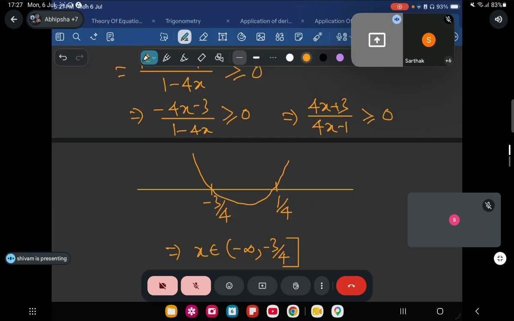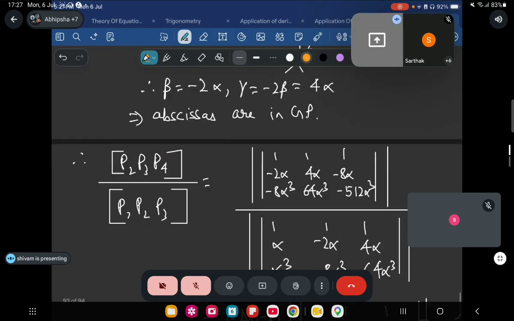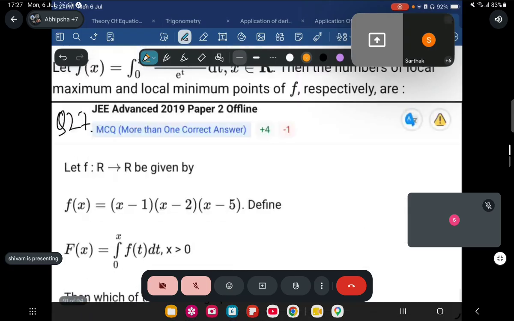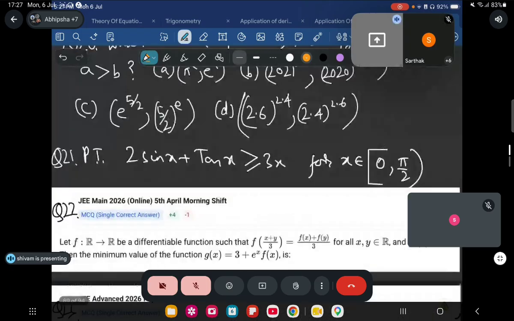Tell me, are you getting? Yes or no? So in the remaining part of the domain, it is decreasing. Therefore, decreasing in minus 3 by 4, comma 1 by 4, open. Tell me, is it clear, Sarthak? Yes, sir. If you have any doubt, you can ask me.